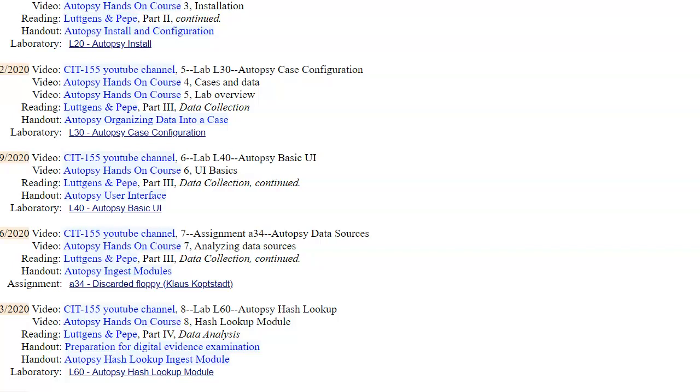In this section of the course, we're going to look at the topics related to preparation for digital evidence examination. Also, an in-depth look at the Autopsy hash lookup ingest module, and in general a review of our hash computation skills with respect to Autopsy and other tools. And of course, we have a corresponding laboratory exercise to complete as well. So let's proceed to our first presentation related to the preparation for the evidence examination.